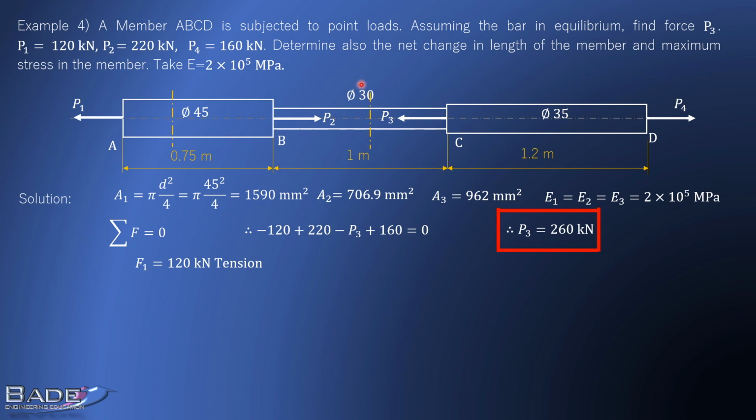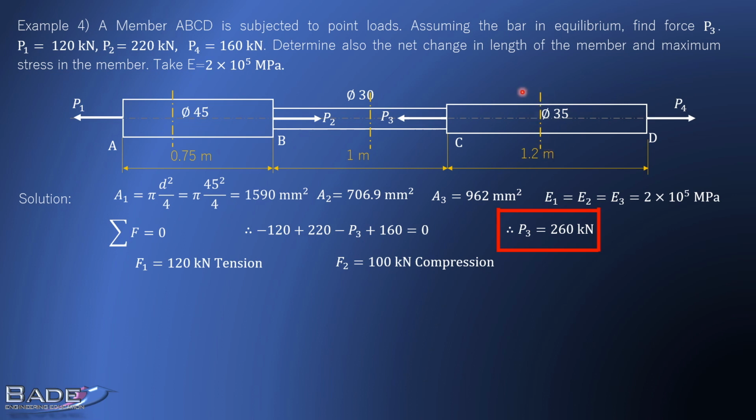Now F2. Take a section in second part and add forces on any one side. Now our focus is on this cross section. With reference to this cross section, P2 is push type of force and P1 is pull type of force. So 120 pull and 220 push. So net is 100 push. So force on second part is 100 kilonewton compression. Push means compression.